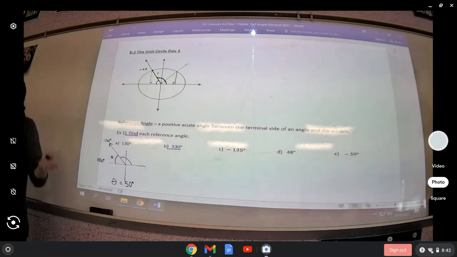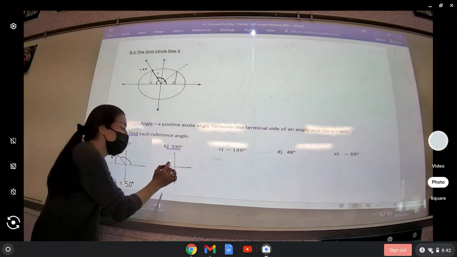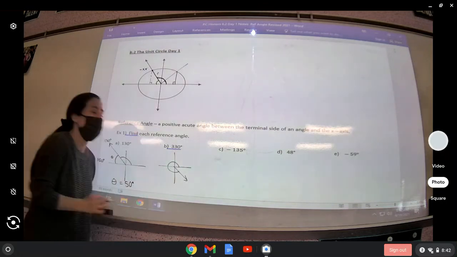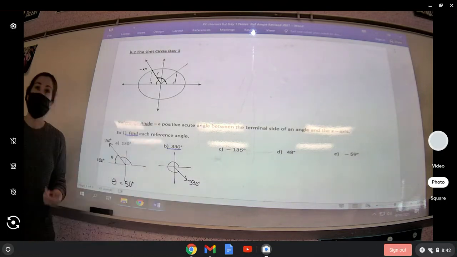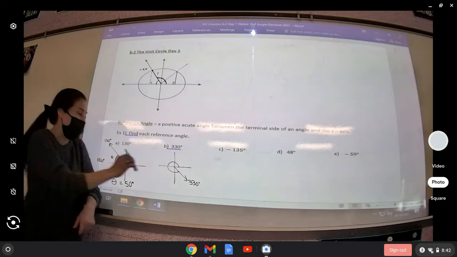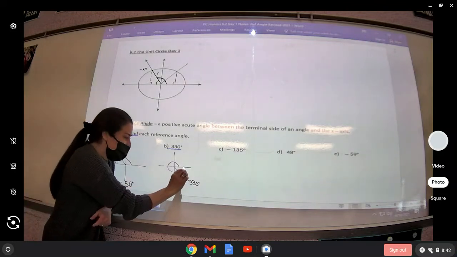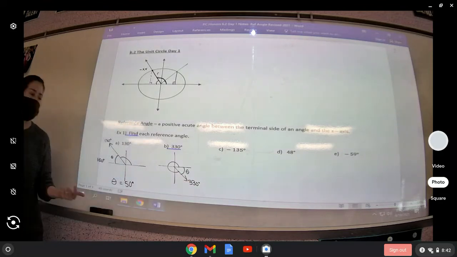All right, so what about 330 degrees? What's the reference angle to 330 degrees? So where's 330 degrees going to land? All the way in quadrant 4. So the reference angle is the angle in between your angle's terminal side, your ending angle, and the x-axis. So guys, that distance right there is your reference angle.